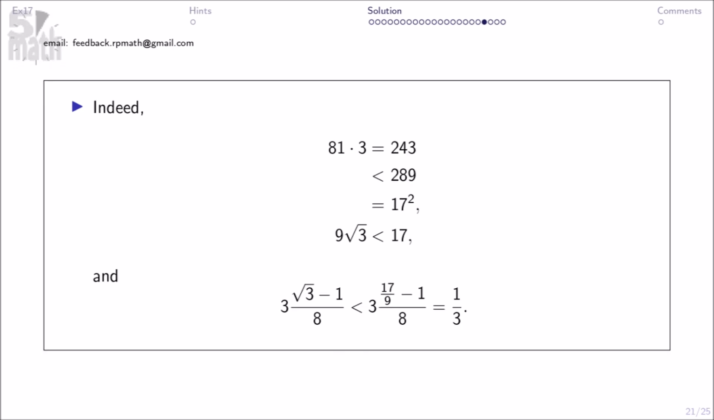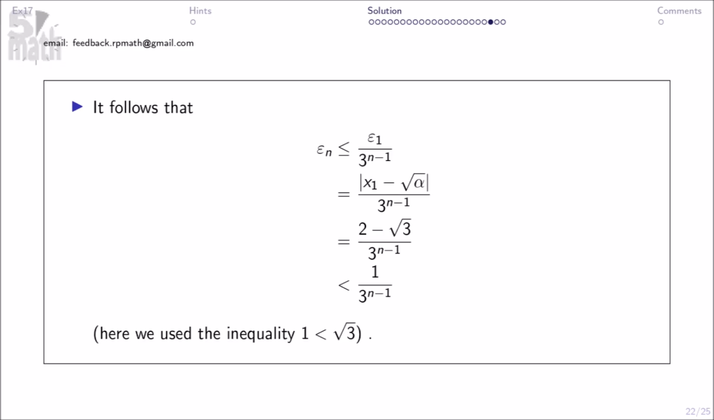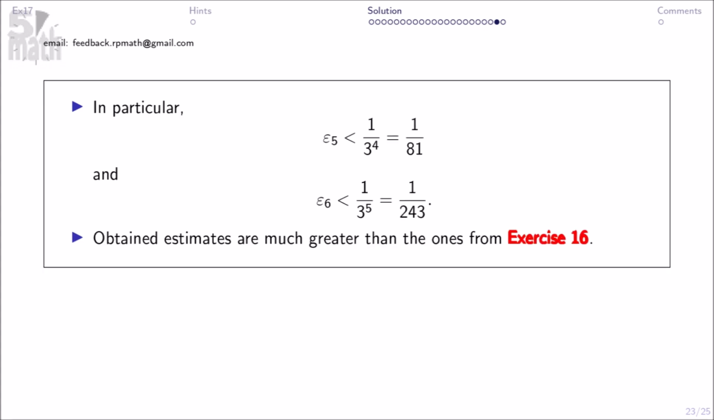Indeed, we have this and that. It follows that the following. Here we used the inequality 1 less than square root 3. In particular, epsilon 5 less than 1 over 3 to the power 4 equals 1 over 81, and epsilon 6 less than 1 over 3 to the power 5 equals 1 over 243. Obtained estimates are much greater than the ones from exercise 16.